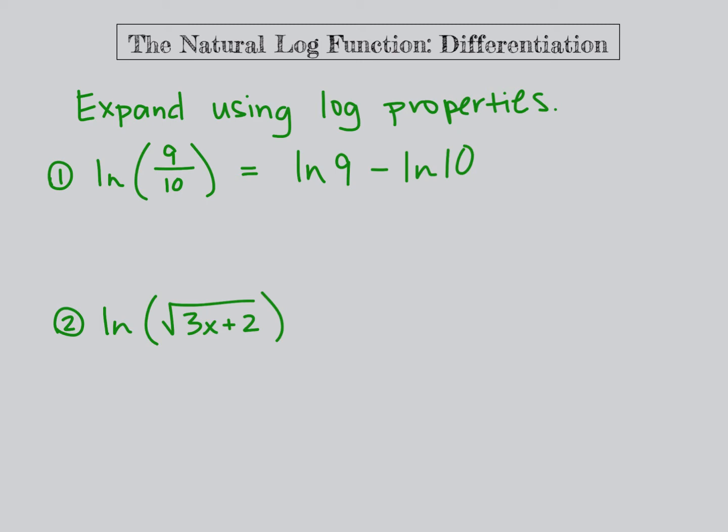In number 2, I'm actually going to rewrite this. This is really the natural log of 3x plus 2, and since it was a square root, it's raised to the 1/2. Using property 3, we can bring that exponent out front, so it's 1/2 the natural log of 3x plus 2. These are just some quick practice for using those properties of logs because we will see how to use them in a more calculus way when taking the derivative of certain more challenging natural log functions.